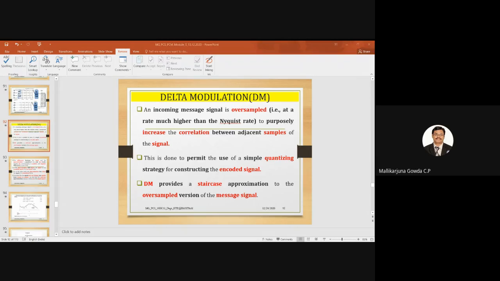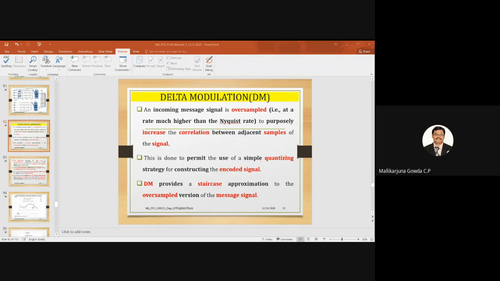But in case of PCM it is not like that. We used to have a number of quantization levels that depends on the number of bits, right? If I am using 2 bits, then I will be having 4 quantization levels. So as the number of bits increases, the number of quantization levels also increases. We may get more accurate sample values, but the bandwidth requirement was more.